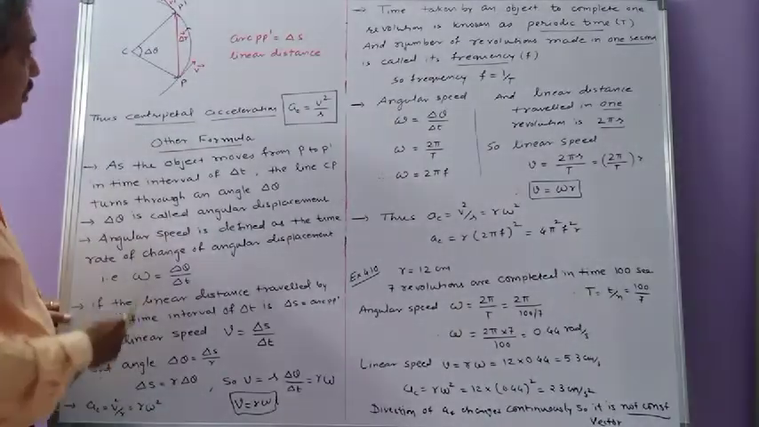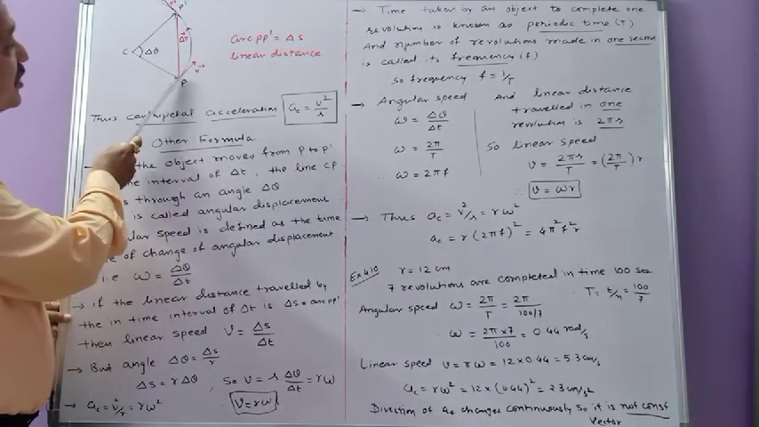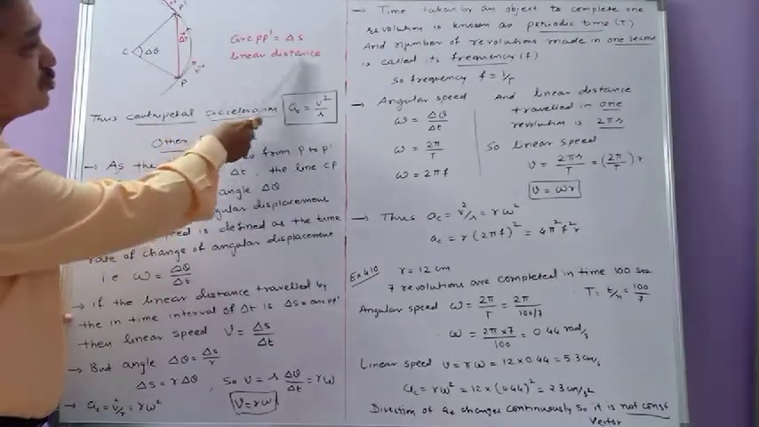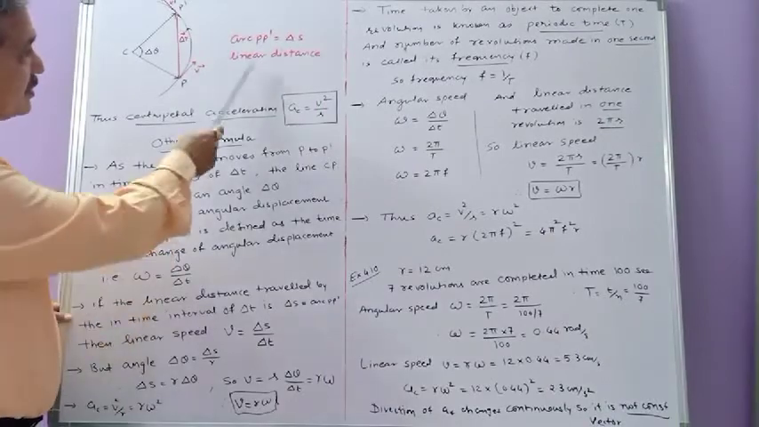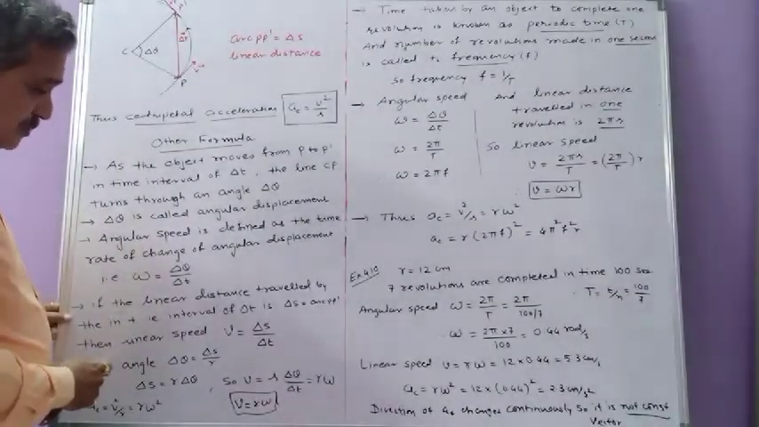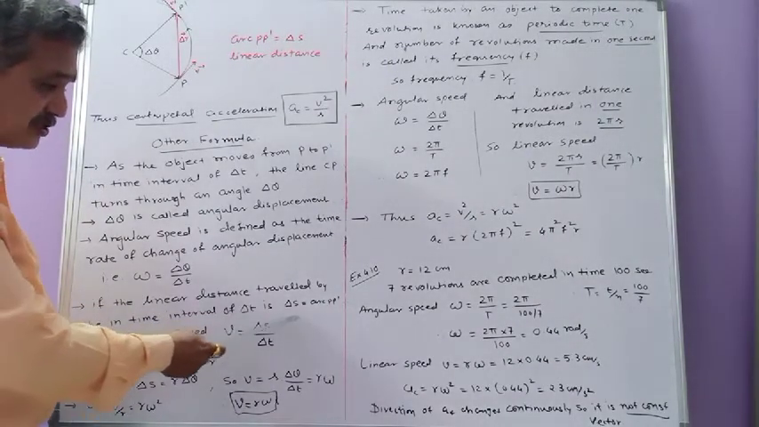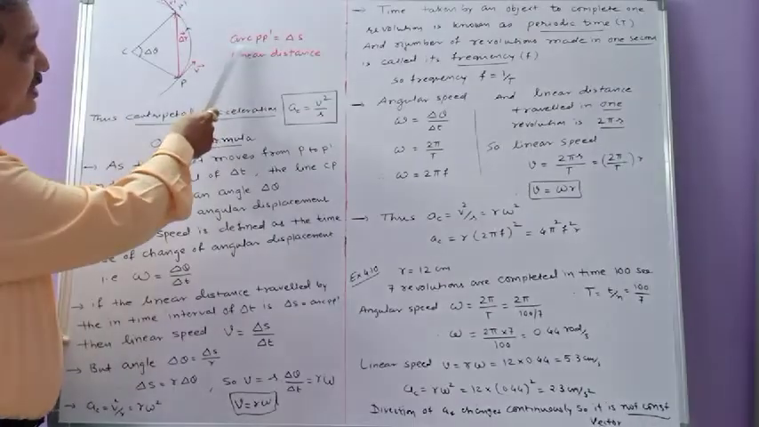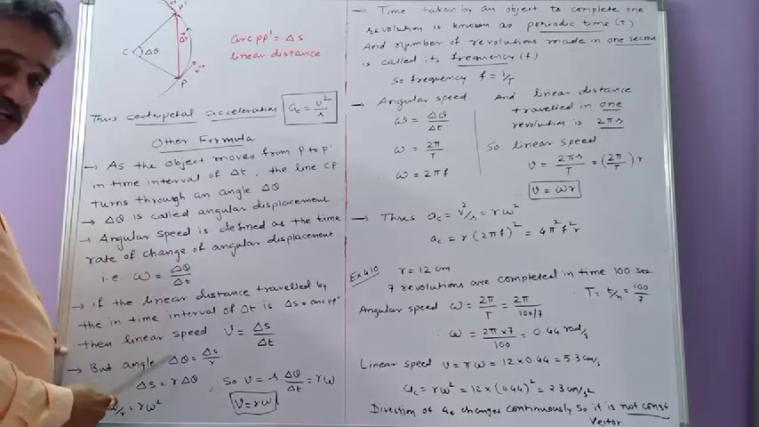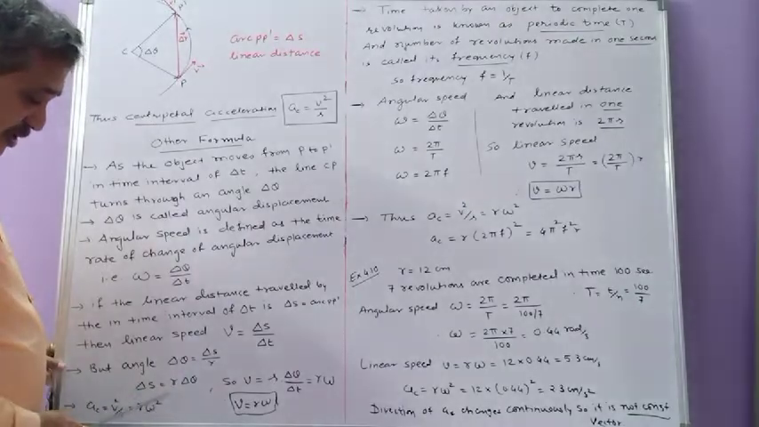Now, as the particle goes from P to P dash, you measure the covered distance from P to P dash. This covered distance P to P dash is known as linear distance, and it is also covered in the time interval delta t. So if the linear distance travelled by the particle in time interval delta t is delta s, equal to arc PP dash, then it gives linear speed. So linear speed equals linear distance upon time taken, delta s upon delta t.